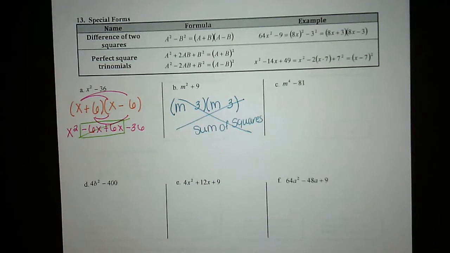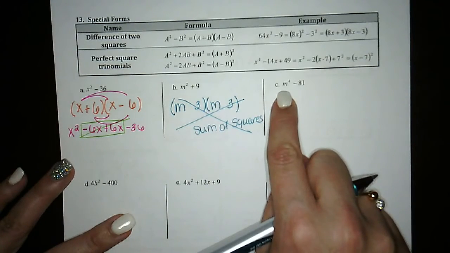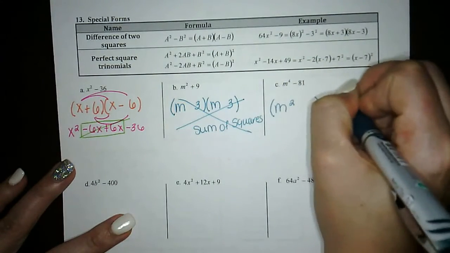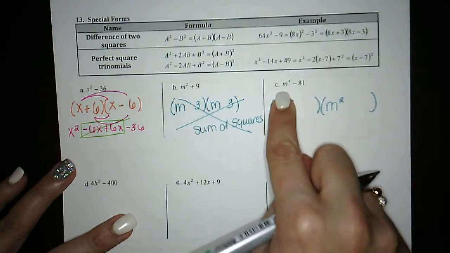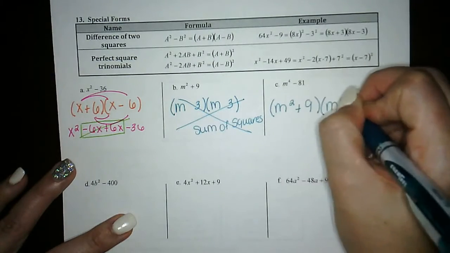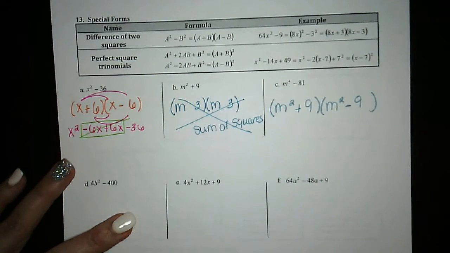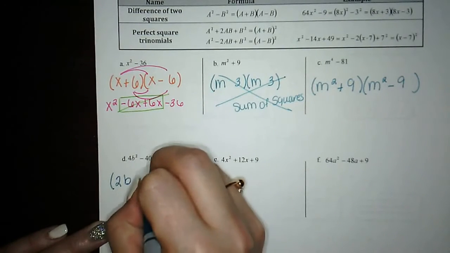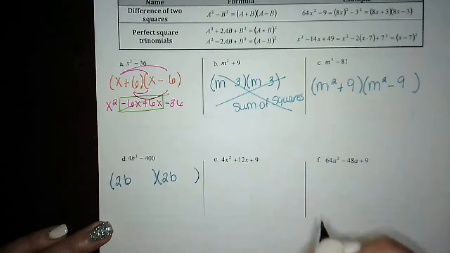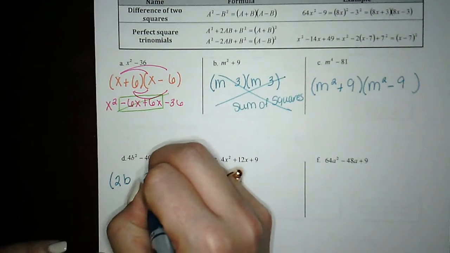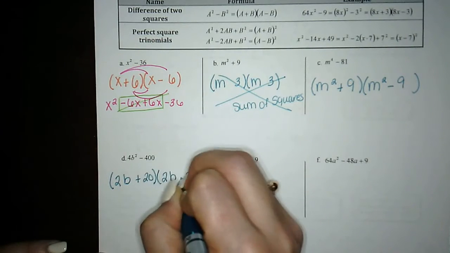We look at c, square root of m to the 4th. This is going to be m squared. Because m squared times m squared gives me m to the 4th. Square root of 81 is 9. I make one positive and one negative. Square root of 4 is 2. Square root of b squared is b. Square root of 400 is 20. Make one positive, one negative.